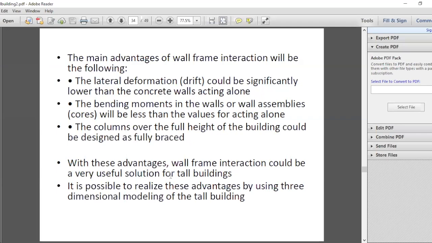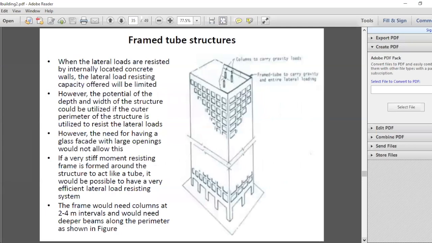So with all these advantages, wall frame interaction could be a very useful solution for tall buildings. It is possible to realize these advantages by using three-dimensional modeling of tall buildings. When you do 3D modeling, all those behaviors will automatically be taken into account. Then we'll look at the other types of structures as well.